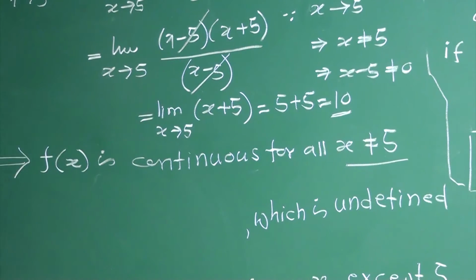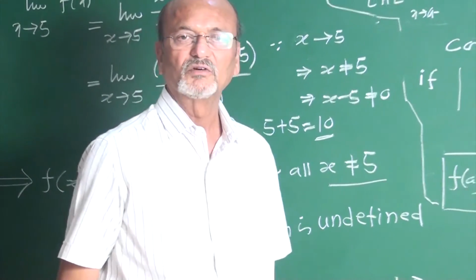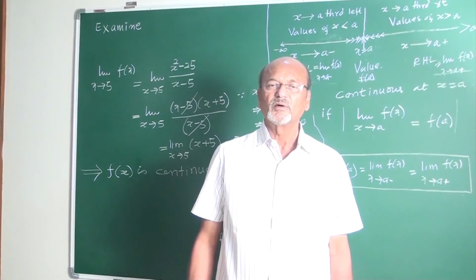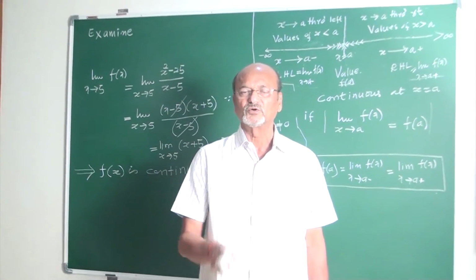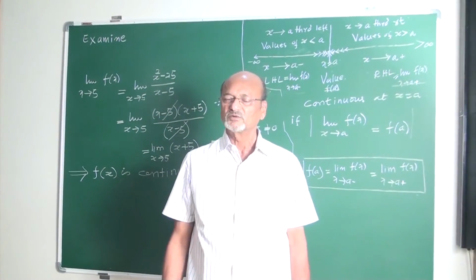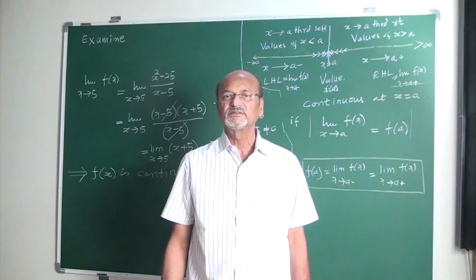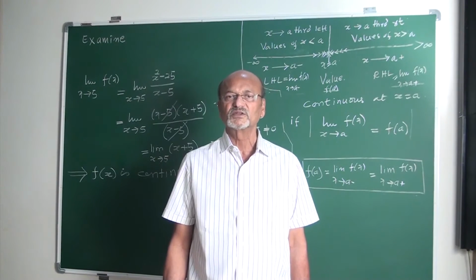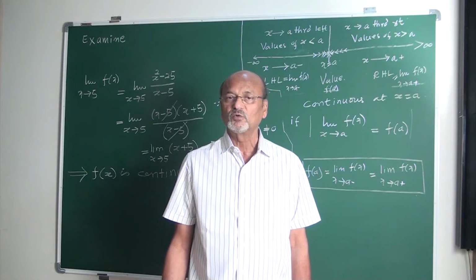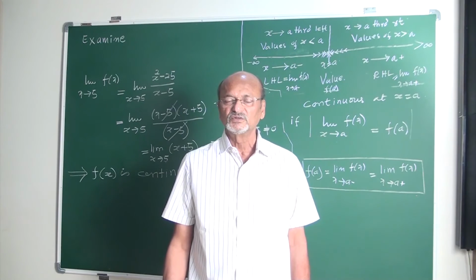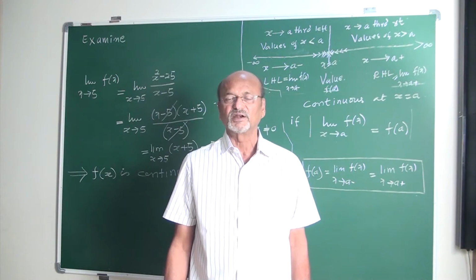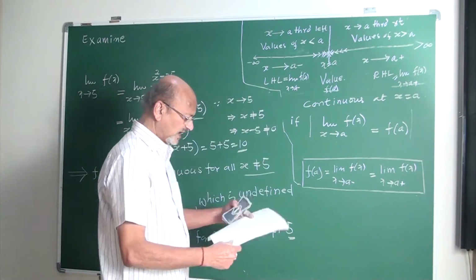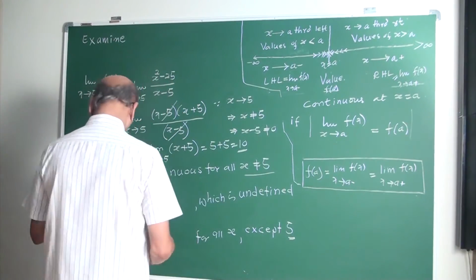Yes, my friends. These are two examples there in your book in NCERT: 1 upon x minus 5, and x square minus 25 upon x minus 5. These are the two examples where the function is continuous except at x equal to 5. Why? At x equal to 5, the given function is undefined. You get 1 by 0, otherwise 0 by 0. Both are undefined. Why? Division by 0 is not allowed. Yes, my friends. Now I take the next example.